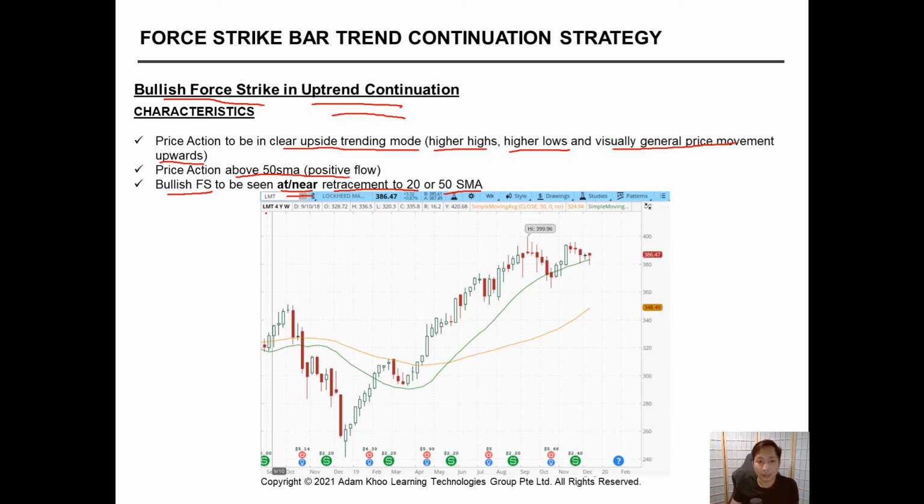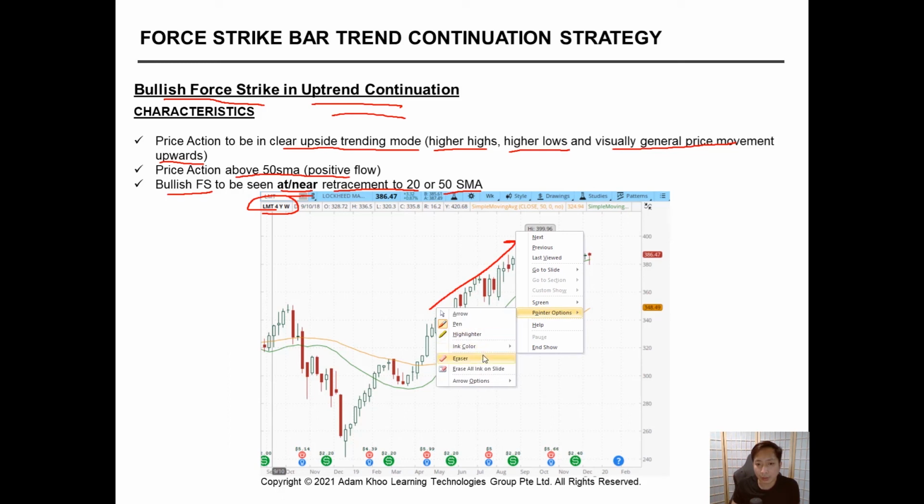So in this case of Lockheed Martin, you can see that the price action is clearly moving up nicely, trending higher and higher: higher lows, higher highs, in general upside price movement. Another way to look at it is that the moving averages, the 20 or 50 SMA, are sloping upwards. And then you want to see some kind of retracement pattern. Uptrend retracement means a counter-trend kind of price movement.